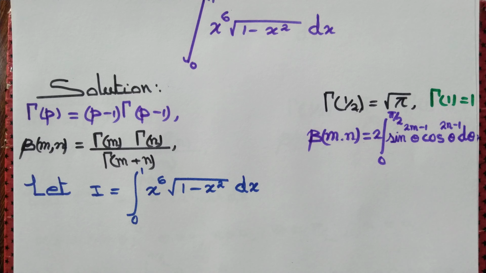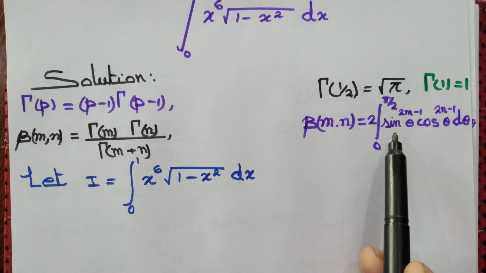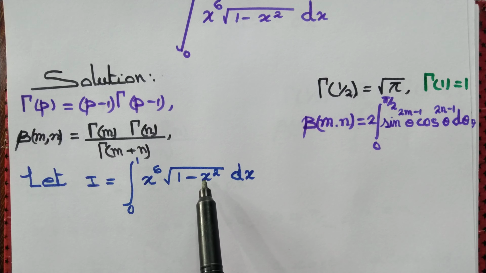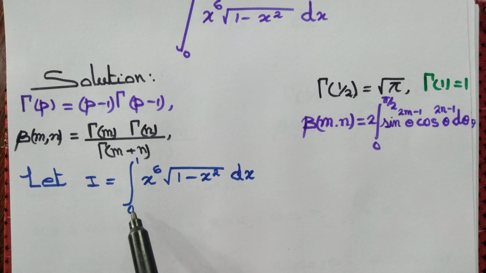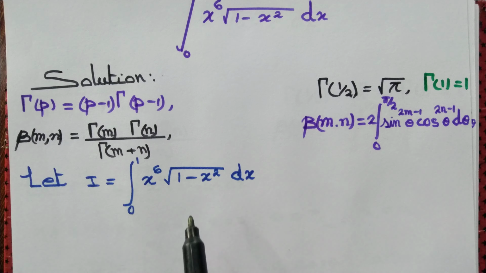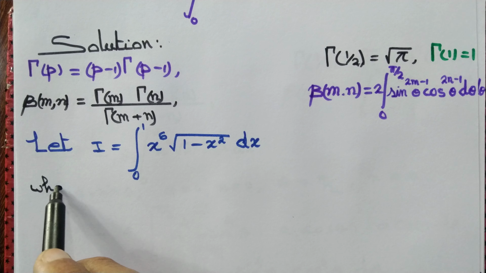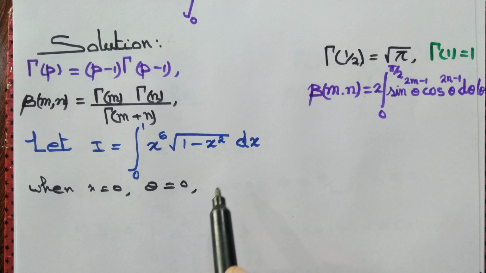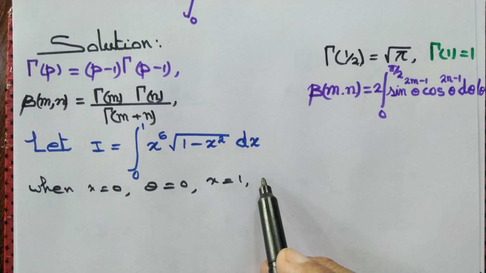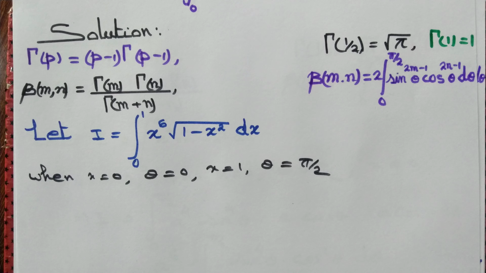Let us write I equal to this integral. Now, see that somehow we want to apply this formula. So, obviously, we should choose x equal to sine theta. That makes our work easier. And observe that when x changes from 0 to 1, theta will change from 0 to pi by 2. When x equal to 0, we can take theta equal to 0. When x equal to 1, we can take theta equal to pi by 2. Sine 90 degrees is 1. That is pretty simple.